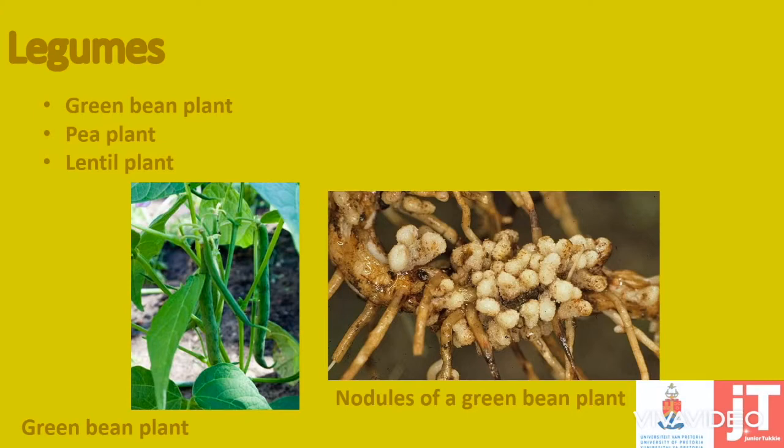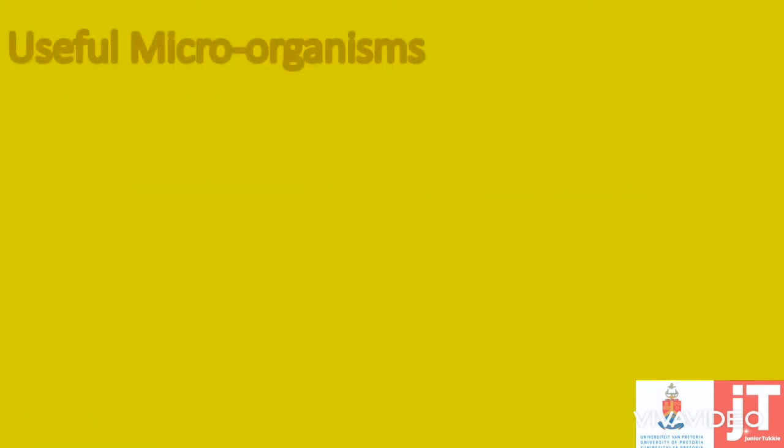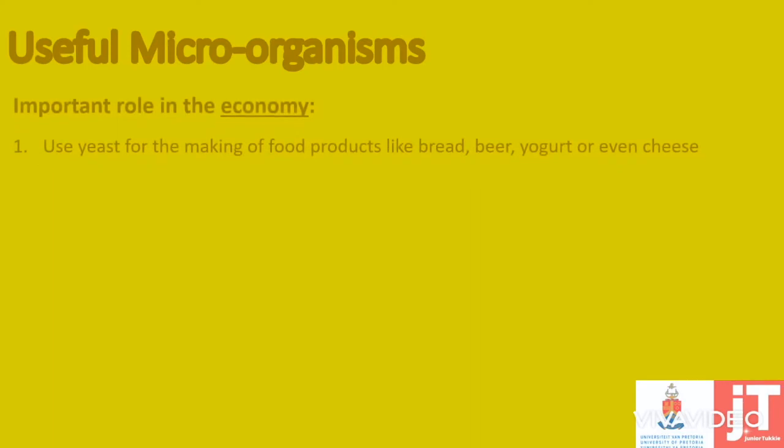So in your left hand corner you will have a green bean plant, and if we zoom into the roots you will see the nodules. So the nodules are little growths found on the roots of the plant, and that's where I find these bacteria. Then we also have an economical importance, where we make use of yeast, which is a microorganism, in the production of some food products like bread, beer, yogurt and even cheese.